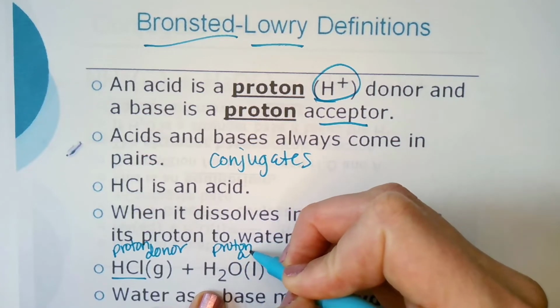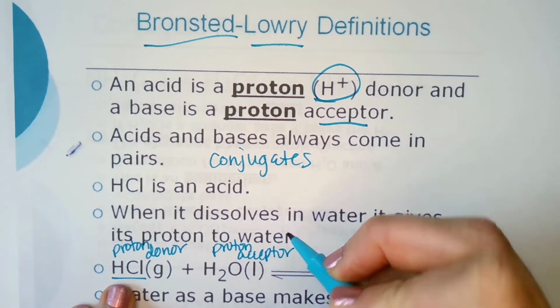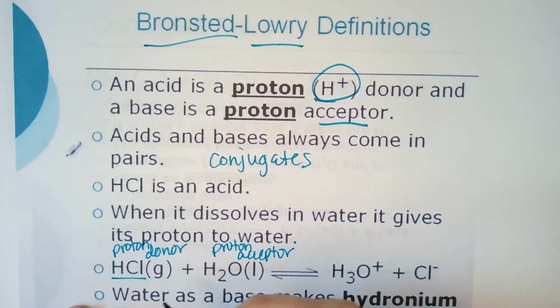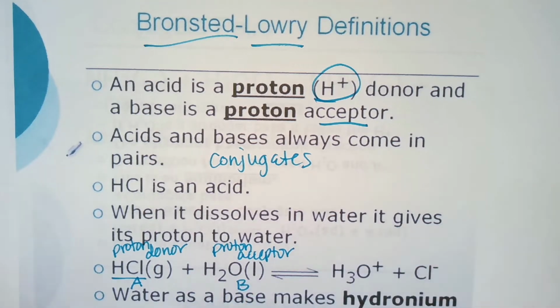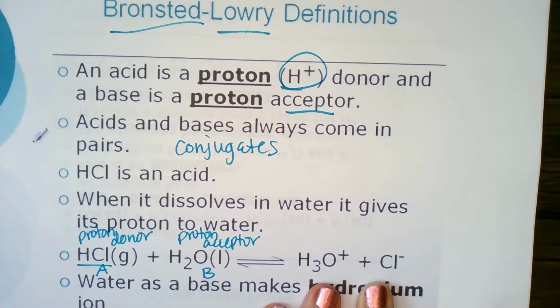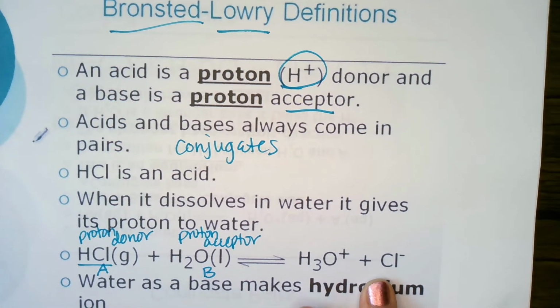And if this is my proton donor, then water is my proton acceptor. HCl is labeled as an acid, and here our water is labeled a base. It acts as a base. On the other side, we see that the conjugates have formed.